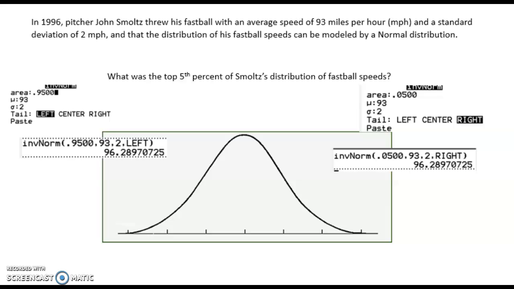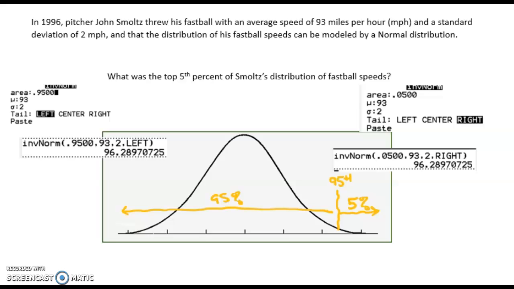Next situation. So what was the top 5% of the pitches? So we've got to go way over here, and I'm just going to put this right here. I'm going to say, hey, this is my top 5% going to the right, which basically means going to the left is going to be a lot more. So we got 95% going to the left, which puts us in the 95th percentile.